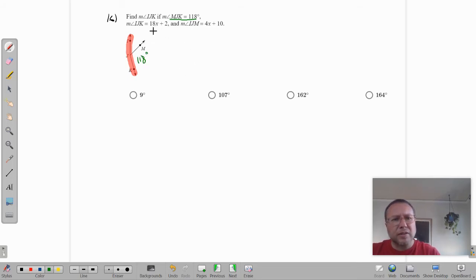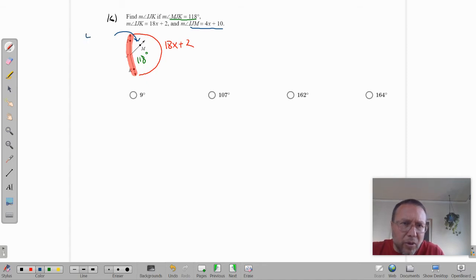And then it says IJK is 18x plus 2. Okay, well, that's the one we're actually looking for. So IJK is this whole distance, and they're saying that it's equal to 18x plus 2. And then it says IJM, which is this part right here, is 4x plus 10. So this IJM is this other little wedge over here.